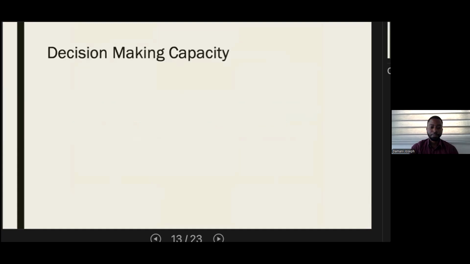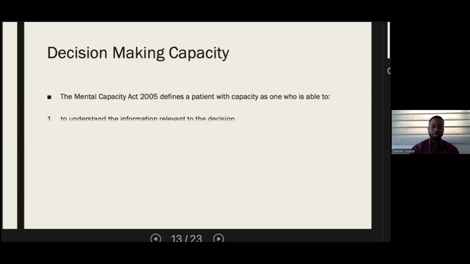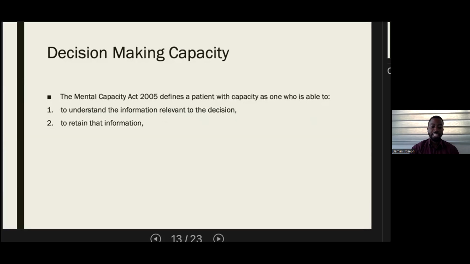And the consent must be given by someone who is deemed to have capacity to offer this consent. So what is decision-making capacity? So the Mental Capacity Act in 2005 defines a patient with capacity with three important facts. They must be able to understand the information that is relevant to the decision. They must be able to retain that information.